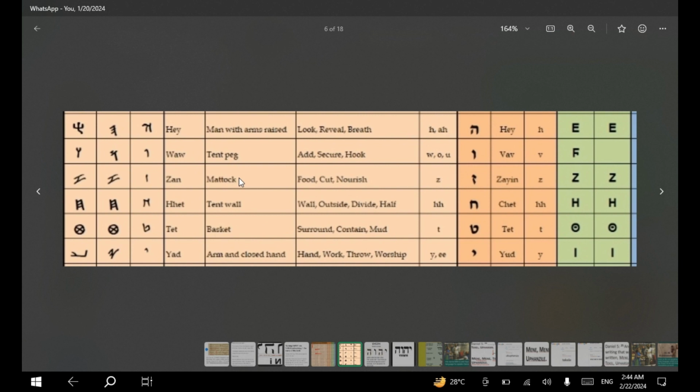Man with arms rising, praising. Lucifer came and said, man with arms closed, or arm closed, closed hand. Lucifer came and stopped the worship. Are you seeing it? Man with arms rising in his tent. What is he doing? He's worshiping directly. But Lucifer came and said, arm and closed hand, and he said that means worship.